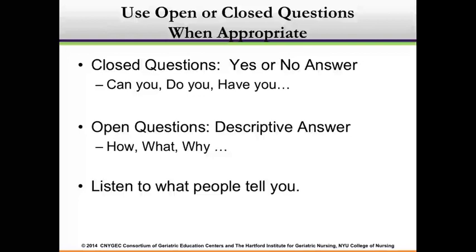Closed questions are yes and no answers. Can you do this? Do you do this? Have you had this? Open questions are descriptive answers. How do you feel about this? What happened? Why? And listen to what people tell you. That's really important.